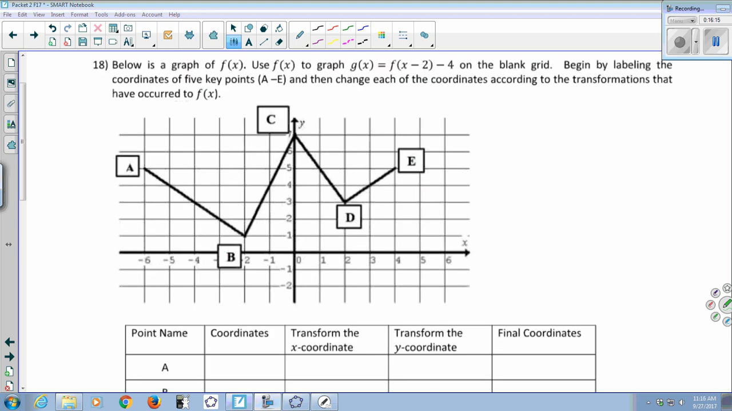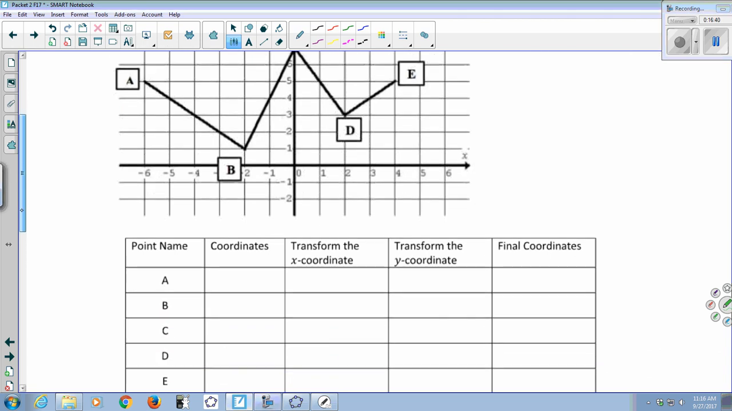All right, we have one more problem where we're going to apply the summary that we just looked at. So here we have a graph of f of x. I want to graph g of x, which is f of x minus 2 minus 4, on the blank grid. We're going to begin by labeling the 5 key points, A through E, and then we're going to change each of those coordinates according to the transformations that have occurred.